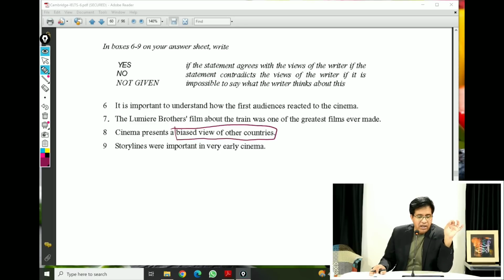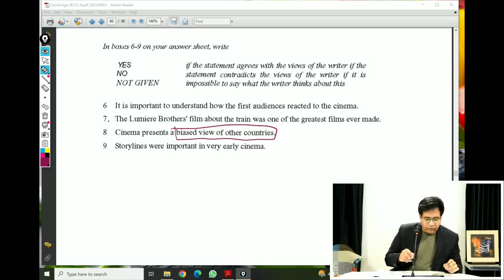Biased means they take sides of someone. You know, biased and unbiased, right? So if cinema gives a biased view, the answer is yes. If cinema gives an unbiased view, then it is no. And if for the word biased or unbiased there is no information, then the answer is not given. Now let's go back, and you have to look for cinema presents and other countries. Look for other countries, cinema presents and all that.